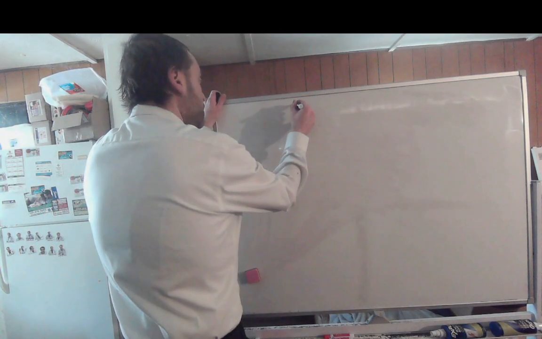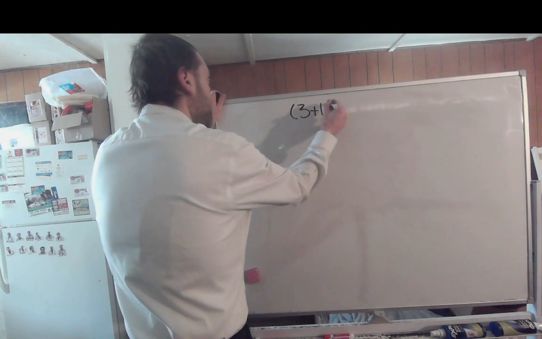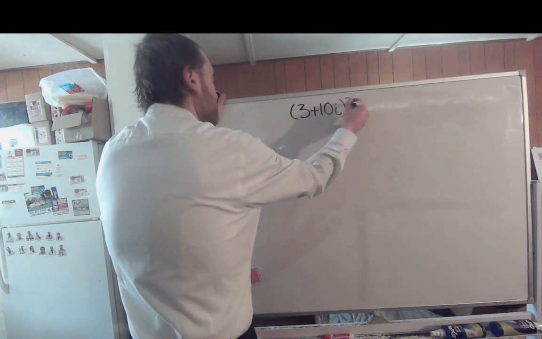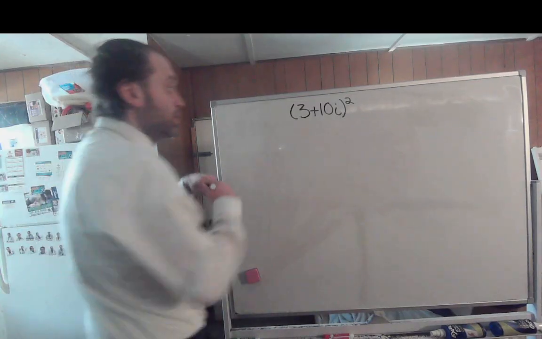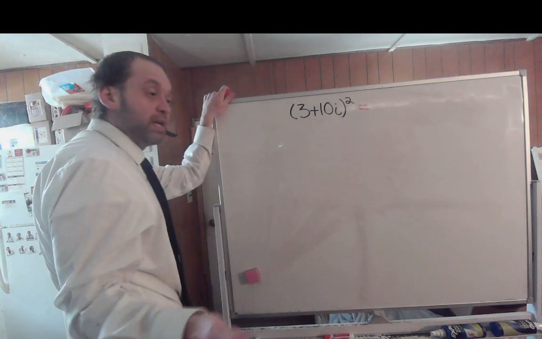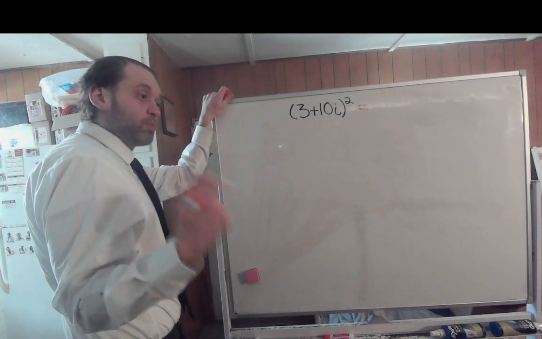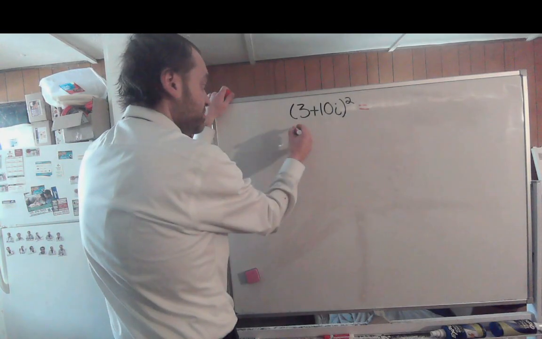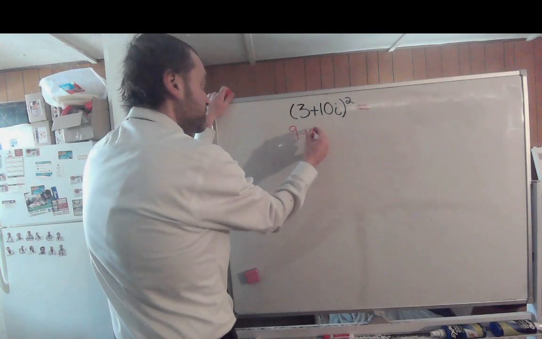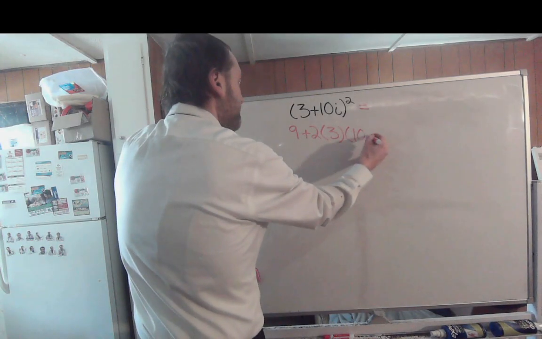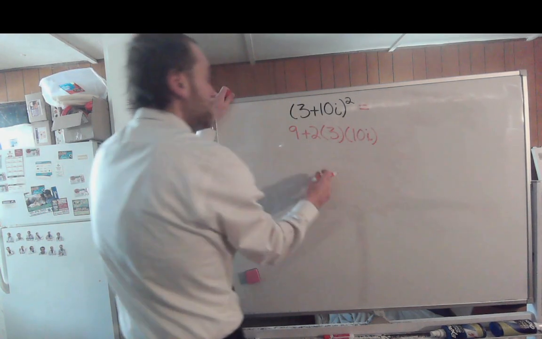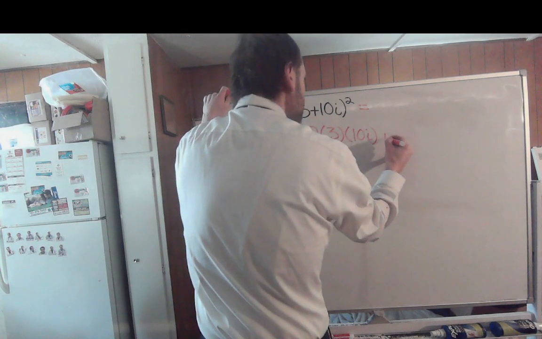All right, I got two more. We have the quantity of 3 plus 10i raised to the second power. So we got the quantity of 3 plus 10i raised to the second power. Well, treat this like you would expanding a normal binomial to the second power. 3 to the second power, of course, is 9. Plus we'll take 2 times the 3 times the 10i plus that 10i squared, that'd be plus 100i squared.